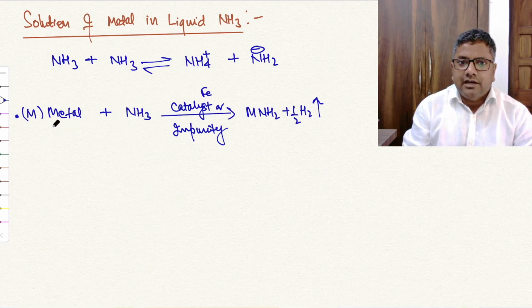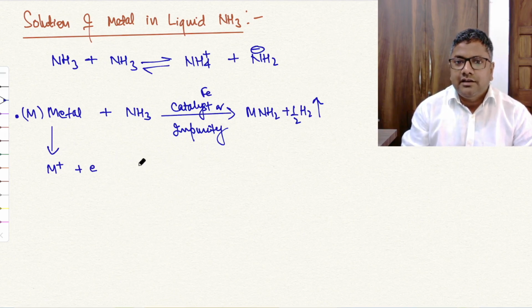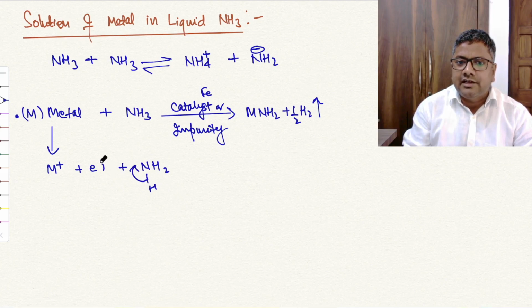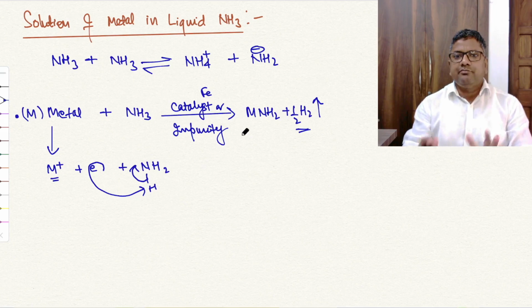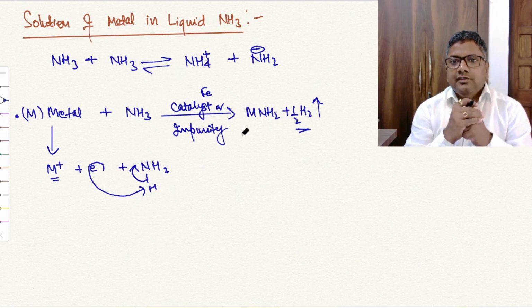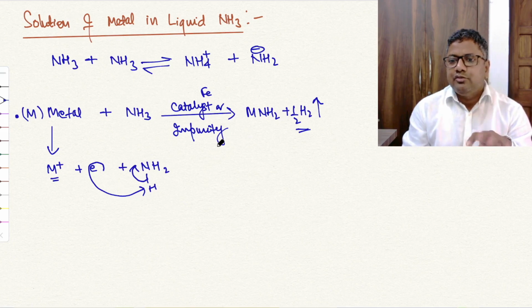There is a very simple mechanism for this. The metal has low ionization energy, as all of you know, so it forms M+ and an electron. Ammonia dissociates to H+ and NH2-, and this electron is accepted by the H+ to form hydrogen, while NH2- stabilizes with the metal ion. This is the simple reaction that takes place when you take a metal with some impurity or catalyst.